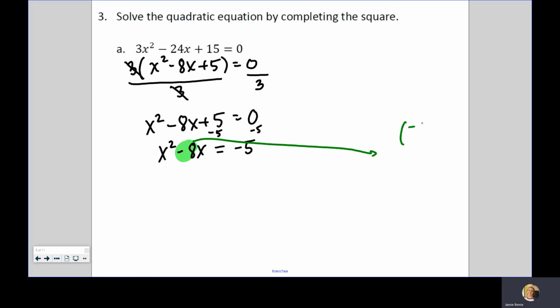So take your middle term, take half of it, and then square it. All right, so negative 8 over 2 is negative 4. Negative 4 squared is 16. All right, so you're adding 16 to both sides. Okay, so we have x squared minus 8x plus 16 equals, let's see, negative 5 plus 16, that's 11.